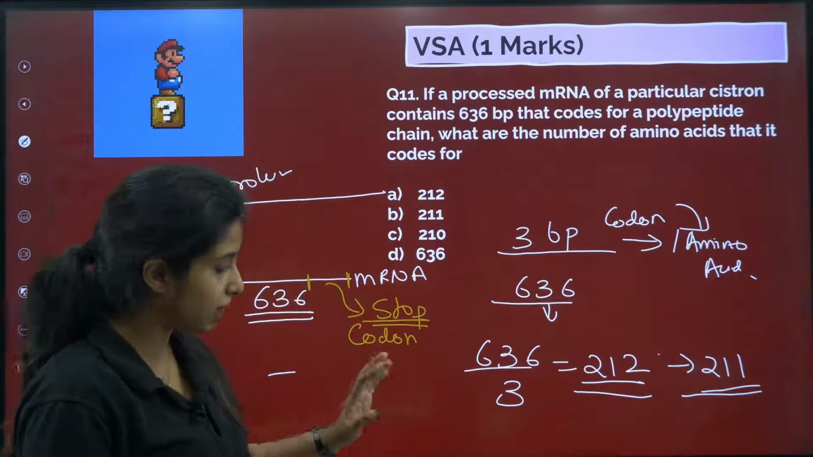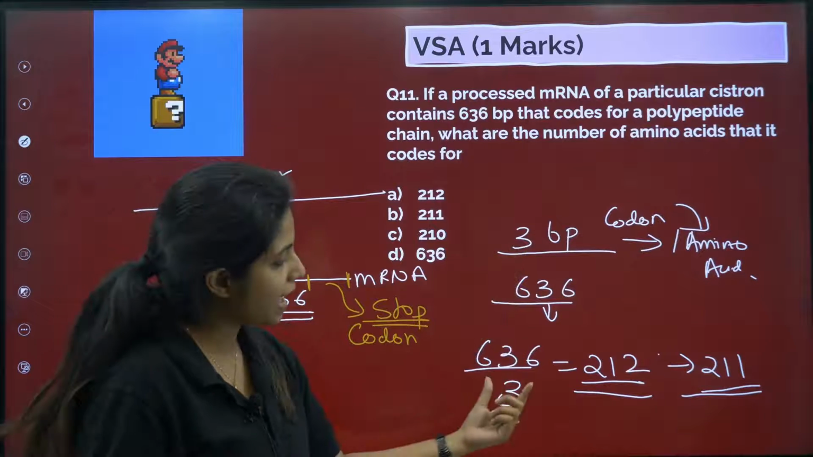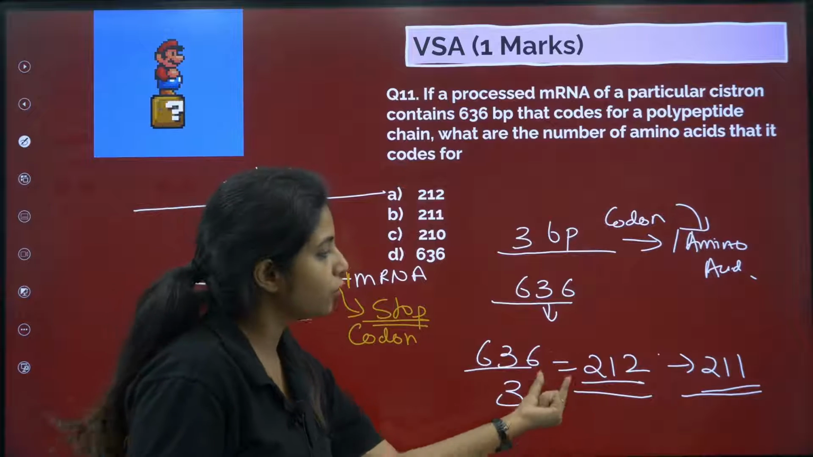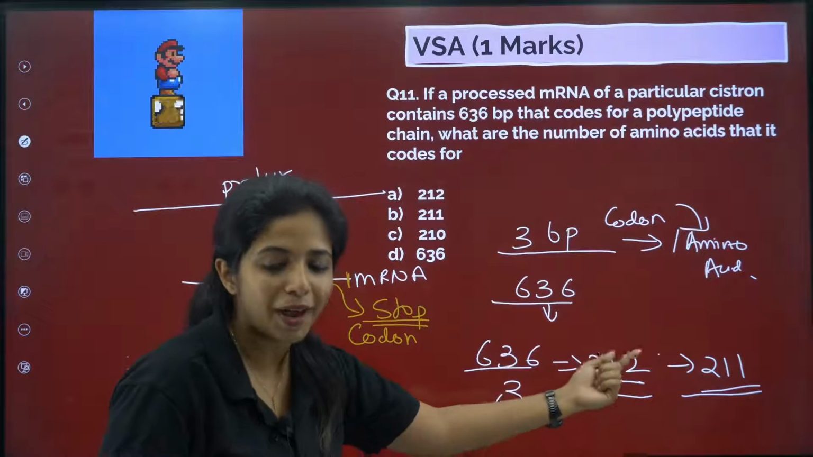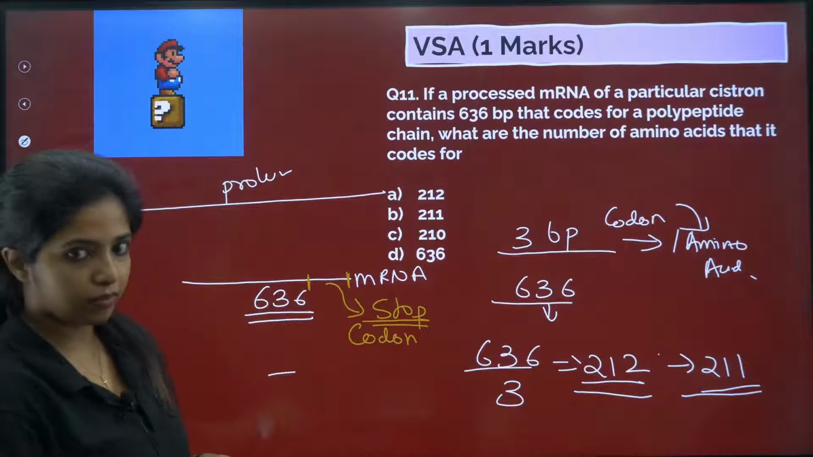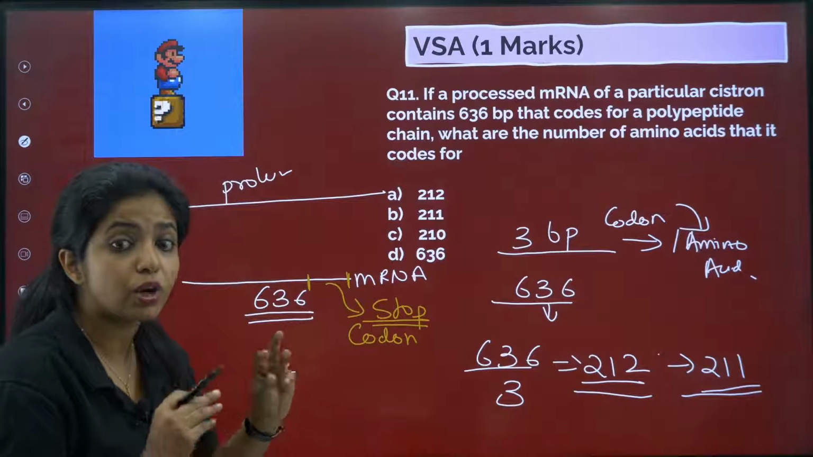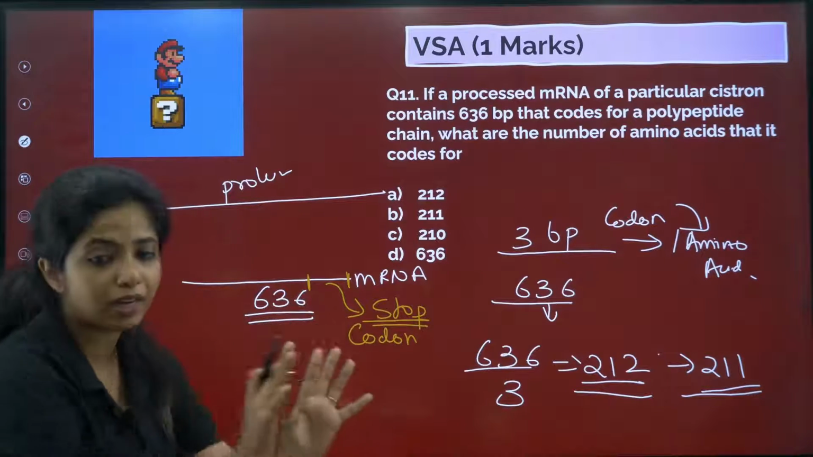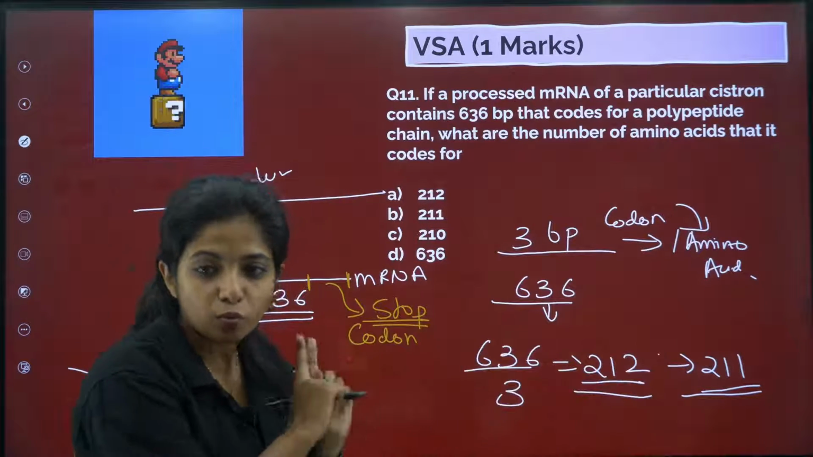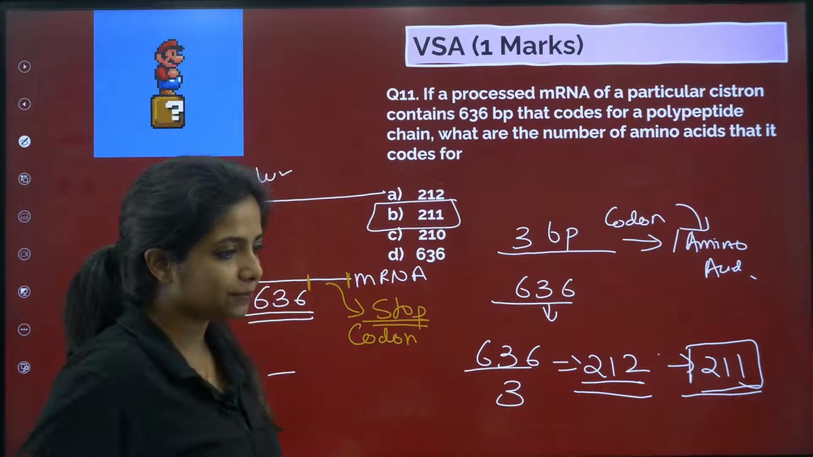Okay, if you still didn't get it, I'll tell you. 636 is the total number of base pairs. You're going to make them into groups of 3. I get 212. So each 3 base pairs are going to code for 212 amino acids. But you forgot that the last codon is a stop codon, which does not code for any amino acid. So I have to forget about that. So the answer will become what? 211. So I have to remove one amino acid from there. It will be 211. Hence your answer becomes B.